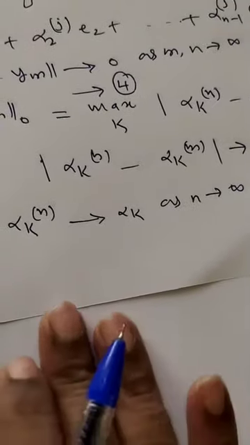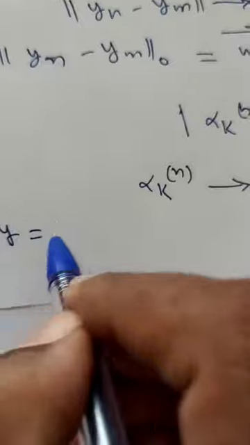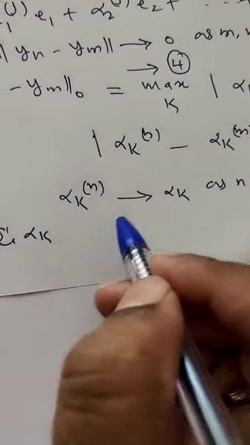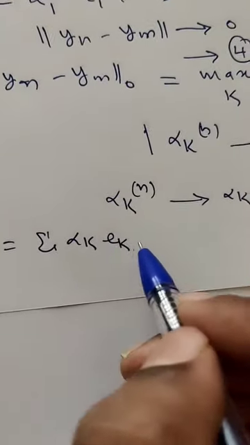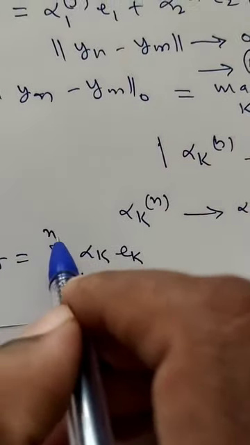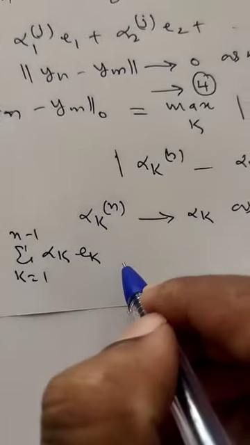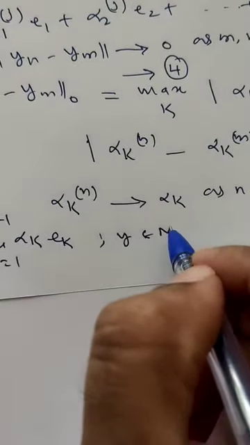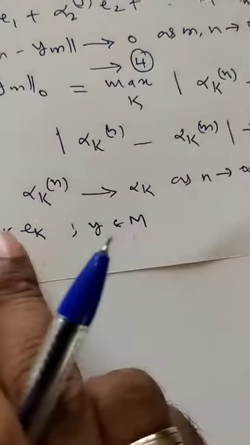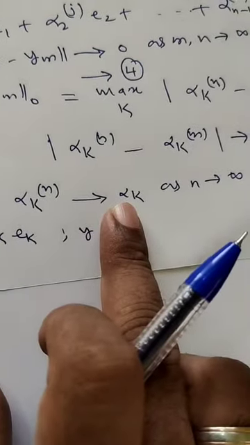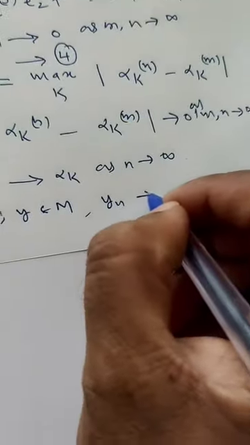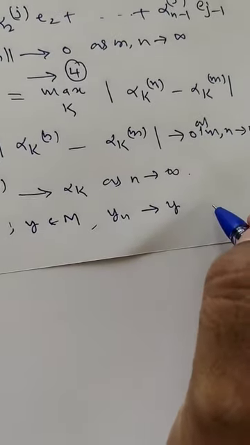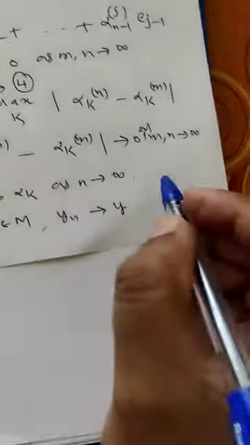Now you construct a vector y as a linear combination of these alpha k's. So you take these alpha k's and make a linear combination alpha k into e k, where k takes the values from 1 to n minus 1. Definitely what will happen then? Up to n minus 1, it is a linear combination of basis elements of M, therefore y belongs to M. Also, since we are making the linear combination using the converging points, definitely yn converges to y with respect to the zeroth norm.